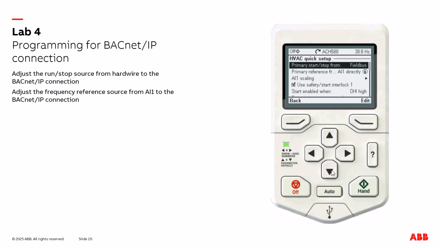And now we have to adjust the frequency reference. Where's that going to come from? A primary frequency reference. Before it was AI1. I'm going to set this again to fieldbus. We have now programmed the drive so the frequency reference and run stop command come over BACnet IP.